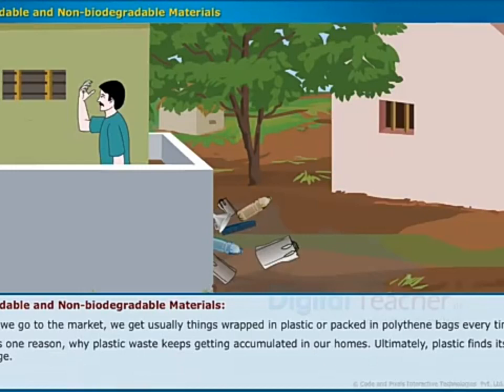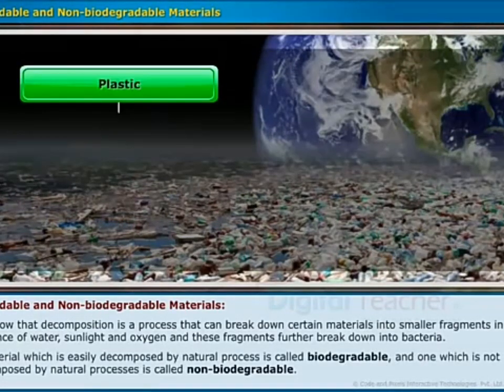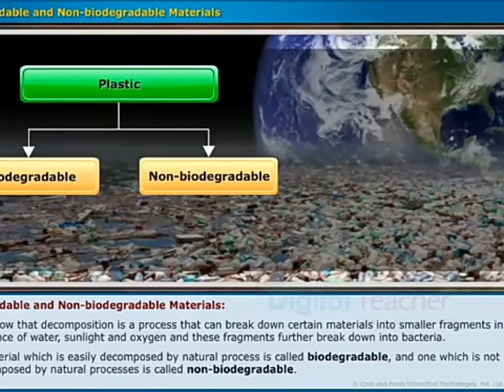We know that decomposition is a process that can break down certain materials into smaller fragments in the presence of water, sunlight, and oxygen, and these fragments further break down into bacteria. A material which is easily decomposed by natural processes is called biodegradable, and one which is not decomposed by natural processes is called non-biodegradable.